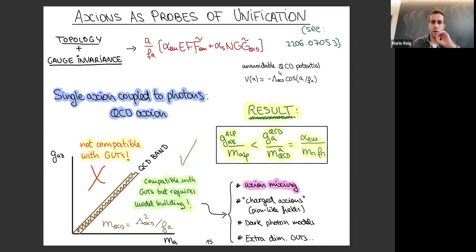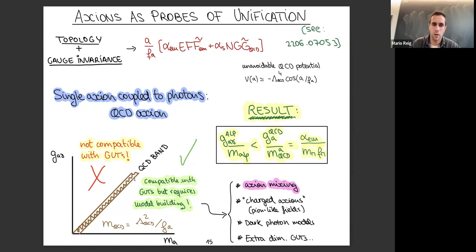So once you have the result, you can start asking, can I modify my theory? Can I do model building, axion mixing, axion-like axions, additional gauge bosons, extra dimensions? Everything you're gonna achieve is to populate at most additional axion-like particles to the right of the QCD band. So what this means is that the coupling of any axion-like particle over the mass is bounded by the coupling to mass ratio of the QCD axion.